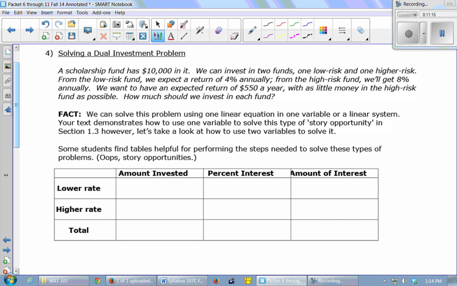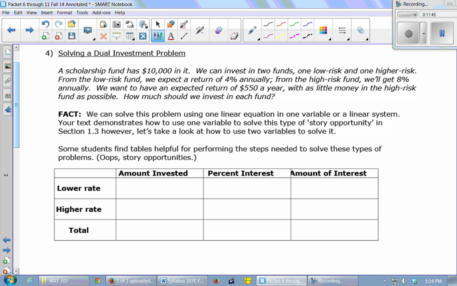So for the low risk fund, we're going to expect 4% annual growth. And from the high risk fund, we're going to expect 8% annual growth. We want to make $550 a year, right? Because maybe that's the amount of scholarship money we give out. So if you put $10,000 in an investment, and then you can just every year give out a $550 scholarship without ever using the principal, without ever using the actual investment.